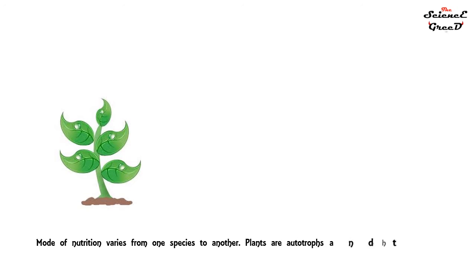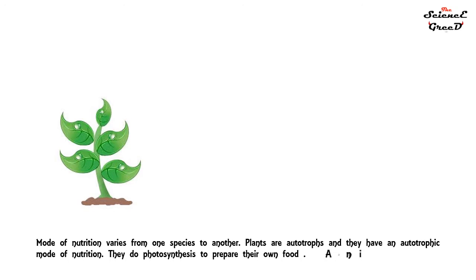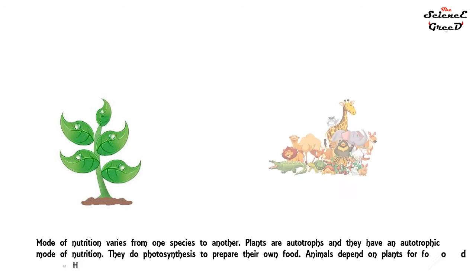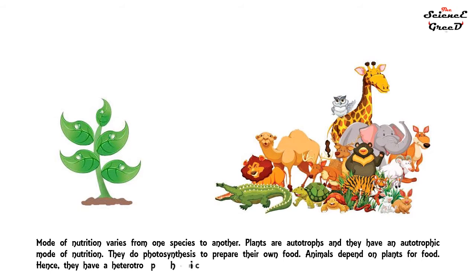Mode of nutrition varies from one species to another. Plants are autotrophs and they have an autotrophic mode of nutrition. They do photosynthesis to prepare their own food. Animals depend on plants for food. Hence, they have a heterotrophic mode of nutrition. Humans follow the holozoic mode of nutrition.